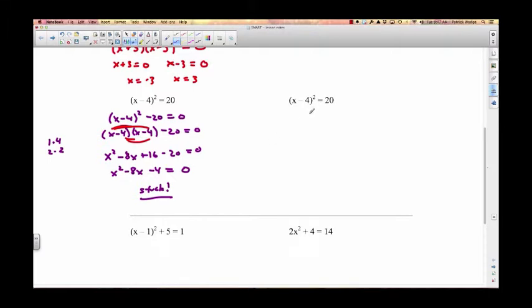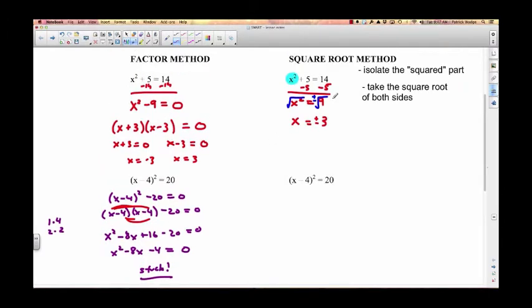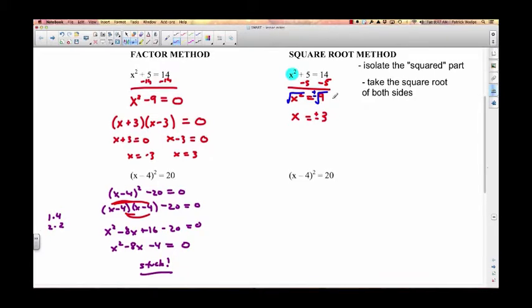So let's see how we could do the same thing by using the square root method. This is going to be much easier, and it's actually going to work. So the first thing it says to do is isolate the squared part. What's the squared part here? All of this is the squared part. So we've got to get that by itself. Well, it's already isolated, right? So we can go straight to our next step, which is to take the square root of both sides. We're going to take the square root of this side and the square root of this side, and when we take the square root, we better put plus minus.